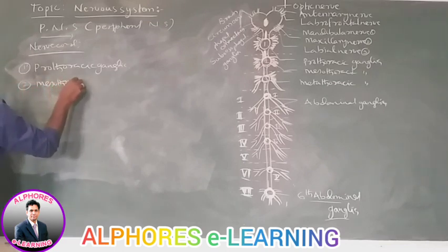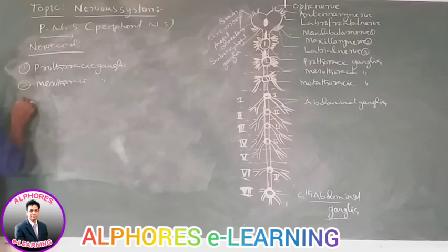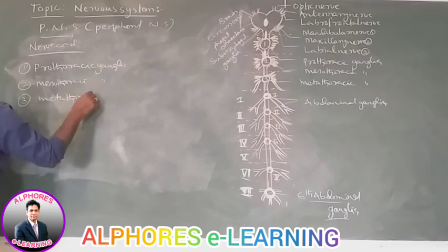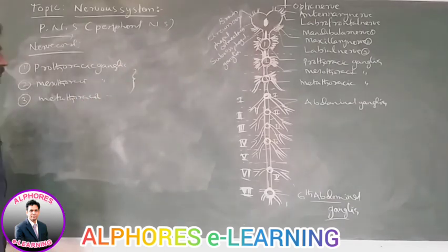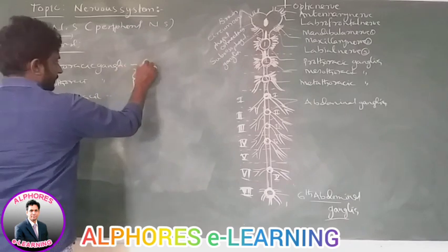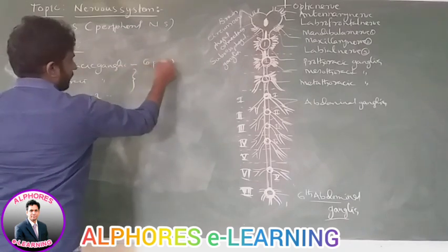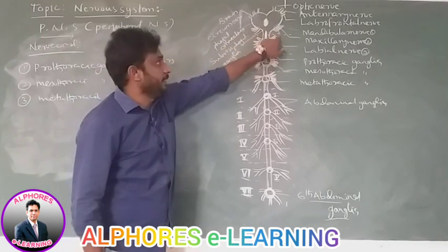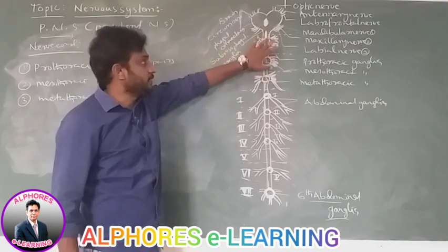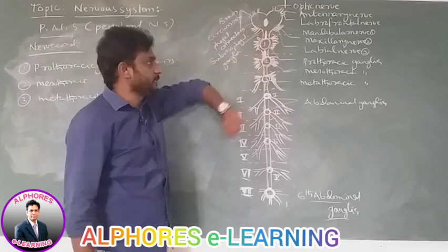mesothoracic, metathoracic. Prothoracic, mesothoracic, metathoracic ganglia. From the prothoracic ganglia, 6 pairs of nerves arise. From here, 6 pairs. This side 6, this side 6. 6 pairs of nerves are arising from the prothoracic ganglia.